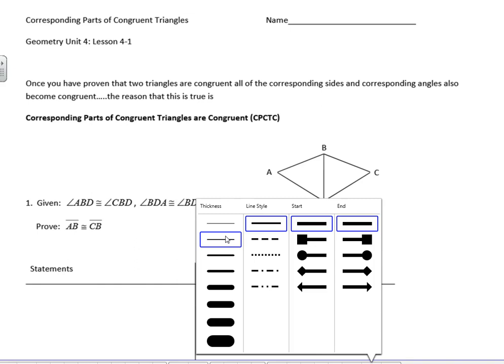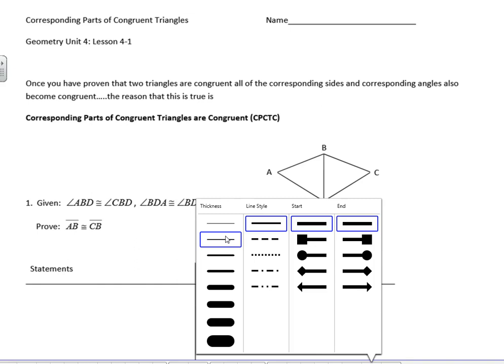Hi! Hello, geometry students. Mr. Zacek back better than ever here in Unit 4. We're moving on to Lesson 4-1. And this is about corresponding parts of congruent triangles and how do we use that in our proofs.